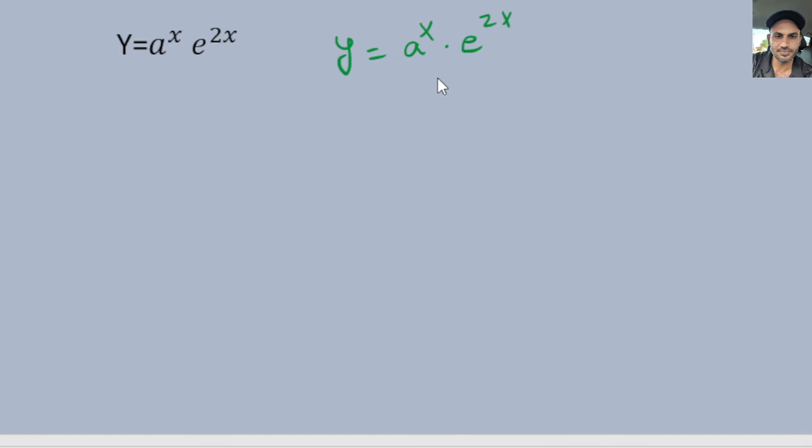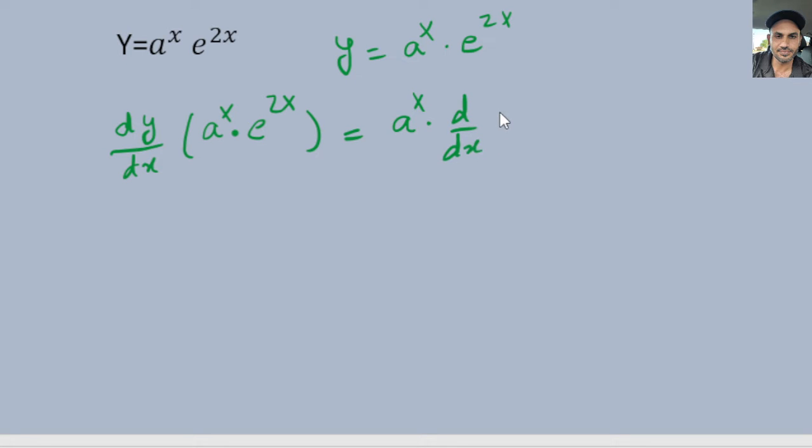So it's a product of two functions and we are going to apply the product rule. So when we take the derivative of a to the x times e to the 2x, it's going to be just our first function, a to the x, times the derivative of our second function, e to the 2x, plus our second function, e to the 2x, times the derivative of our first function. Okay, so this is the product rule.